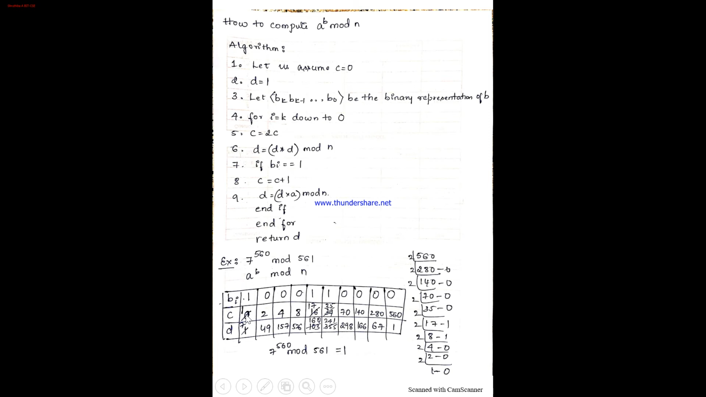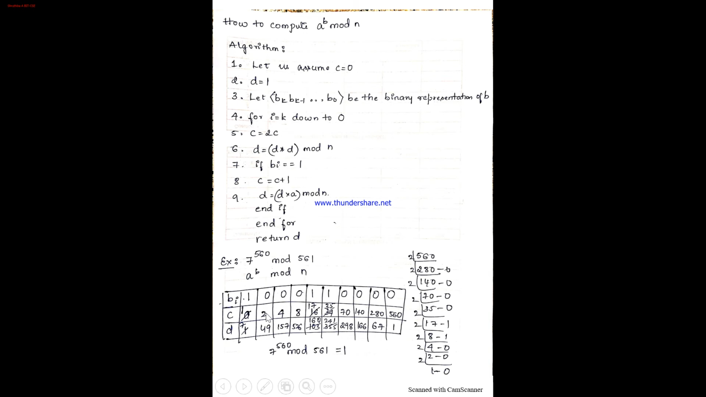Now the C value I have is 1. 1 into 2 is 2. Are you following? Next, the D value in the previous iteration is 7. 7 into 7 is 49, 49 mod 561 is 49. Is Bi equal to 1? No. If it is equal to 0, then simply square this and take mod. So 49 into 49 mod n, that is 561, you will get 157.